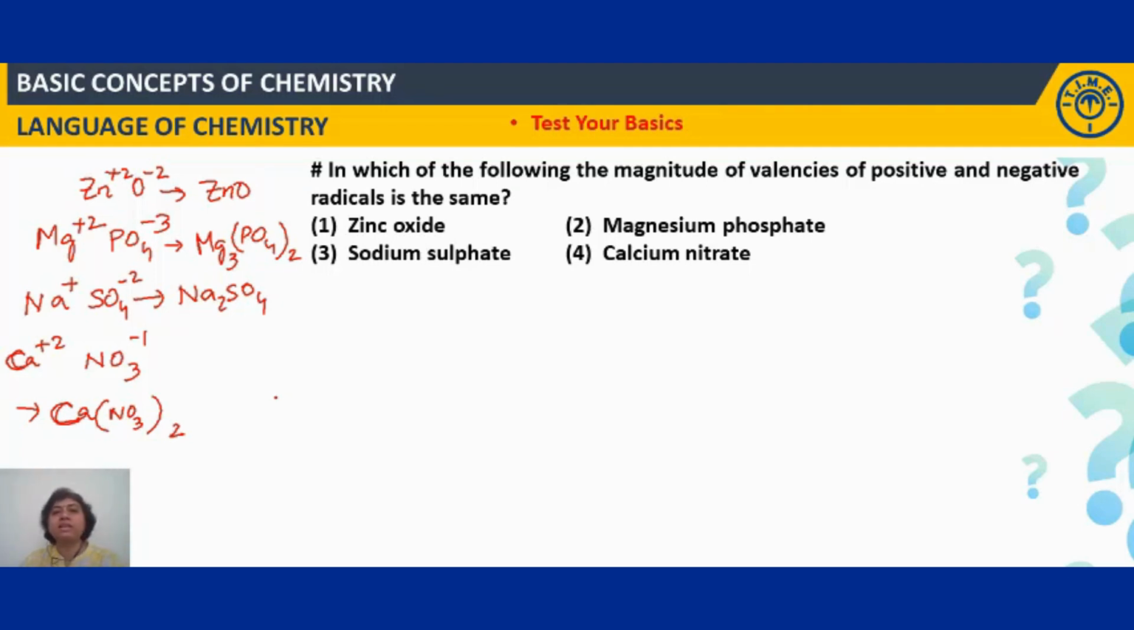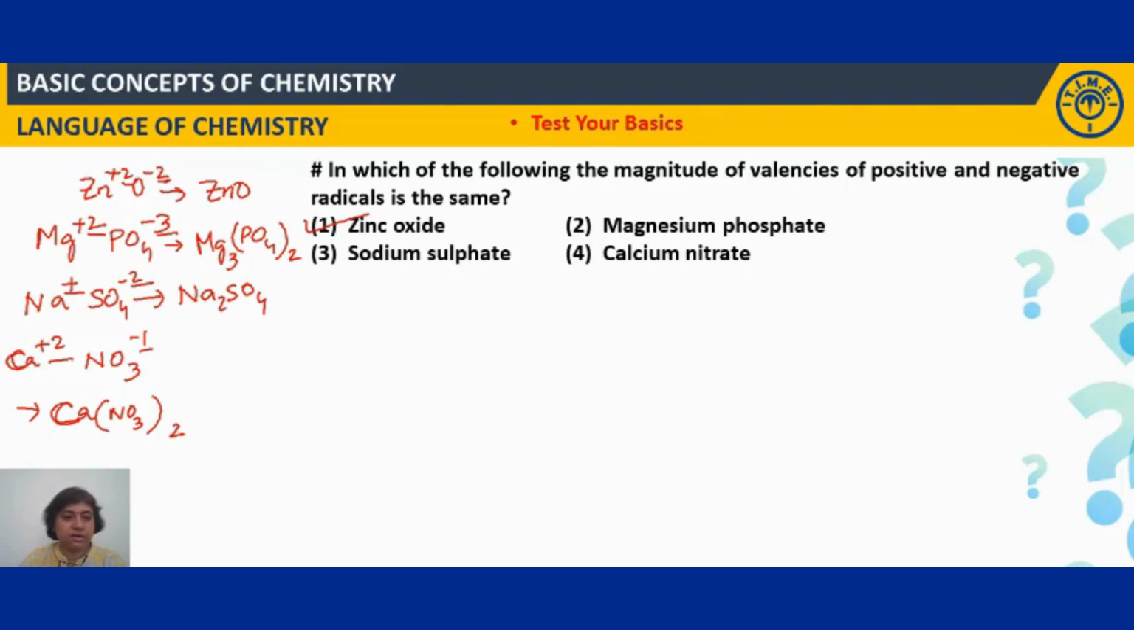Fine. Now see the question. In which of the following is the magnitude of valencies of positive and negative radicals the same? Here plus 2, minus 1. Magnitude is not same. Here plus 1, minus 2. If we don't write any number, that means it is 1. That is also not same. 2, 3, not same. Zinc oxide 2, 2. So our option is the first one. Understood? Next question we will see.